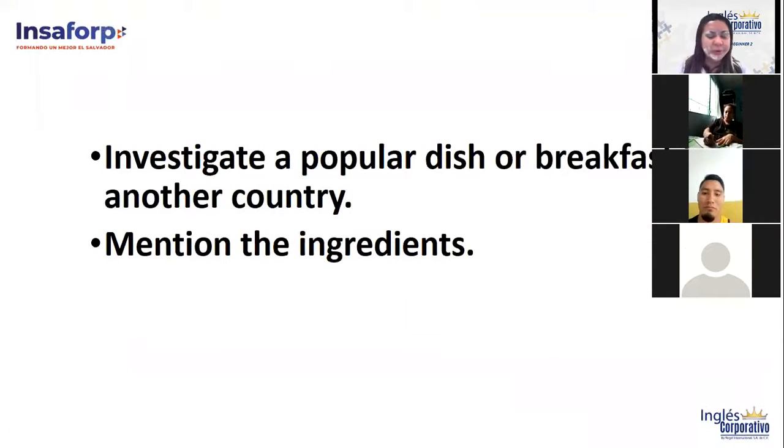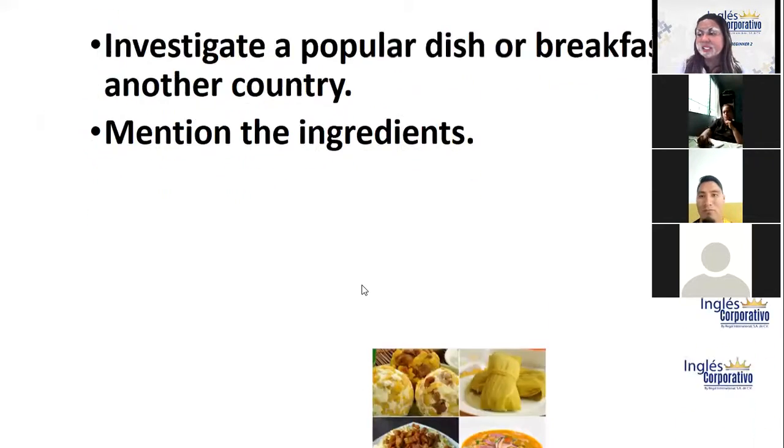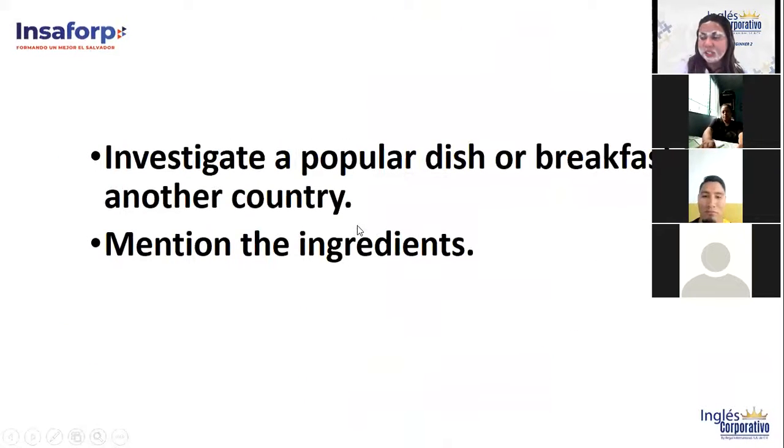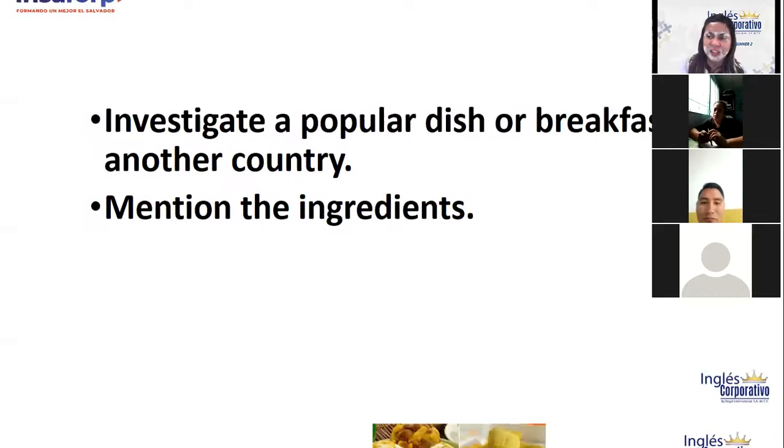So the homework is this. You're going to investigate a popular dish or breakfast in another country. You are going to mention the ingredients, okay? So in this moment, you have to choose a country. I want you to choose different countries, not the same. And you will explain what the breakfast is about and the ingredients.